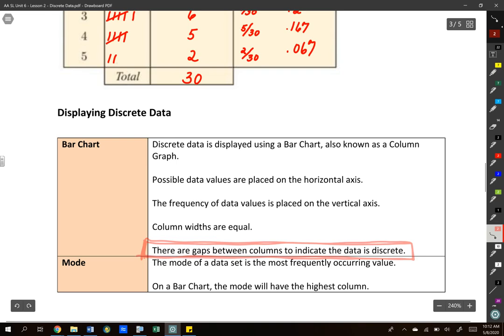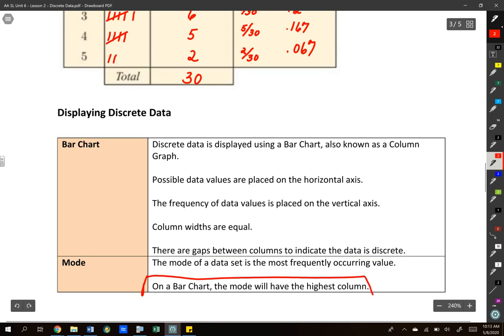So when we have discrete data, counting data, the columns are not going to touch. There'll be gaps between each column. The mode of a data set is the most frequently occurring value. I'm sure you've heard of the mode before. On a bar chart, the mode will always be the highest column. All right, let's just circle that because that's important. On a bar chart, the mode will always be the highest column.